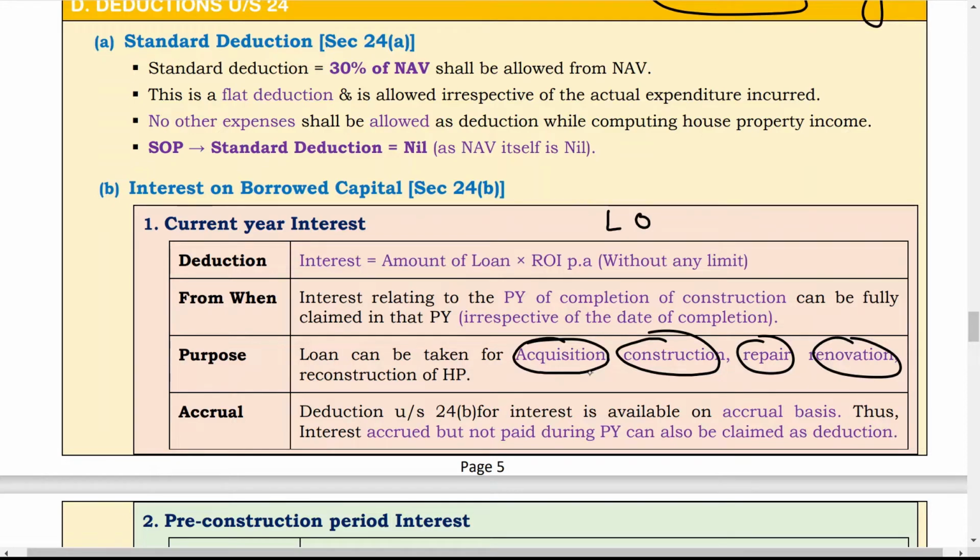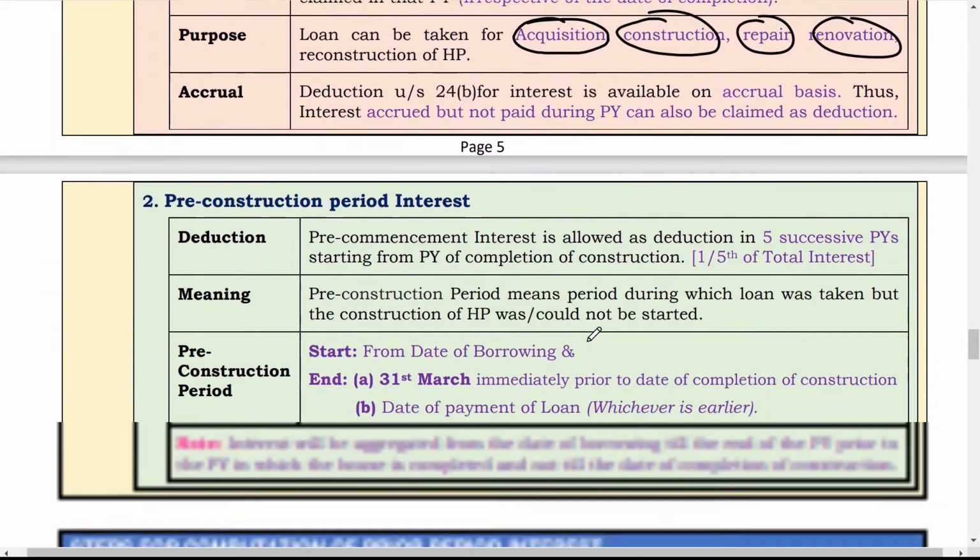Like in municipal tax, deduction is available only when it is paid. But here, even if it is not paid, if it is accrued, then the deduction is available. So that is the difference. So that is about interest, current year interest. Current year interest is fully allowed as a deduction.